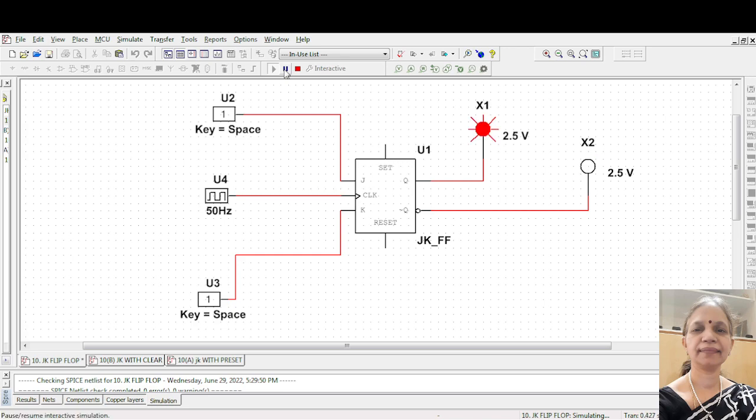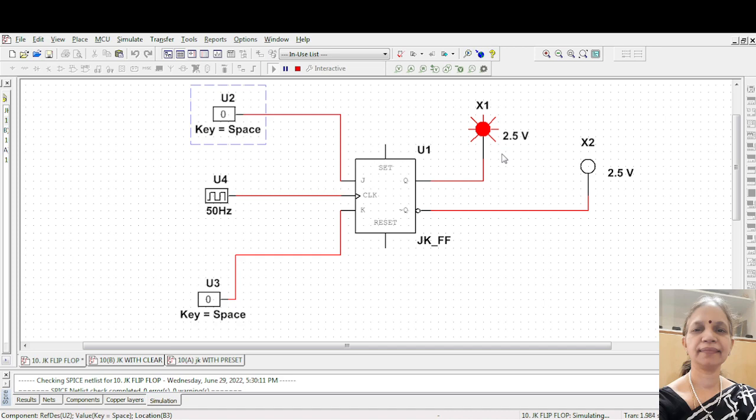So now, if J is 0, what happens? If J is 0, Q is 0, Q bar is 1. There is no change of state. Suppose this is 1 and this is 0, it's coming like this, right? So that means Q is 1, Q bar is 0. I make both of them 0, Q being 1 is remaining in the same state, there is no change.